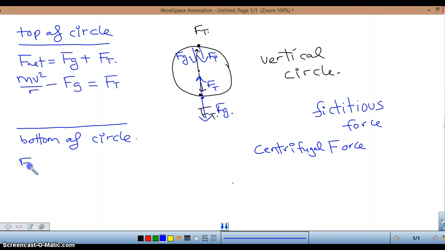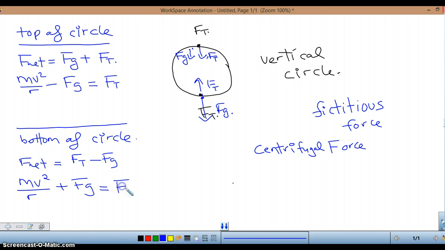At the bottom of the circle, your F net, again, has two forces, but this time you have two forces that are going in the opposite direction. Here they were going in the same direction. Here they are going in the opposite direction. So you've got F tension inward, Fg outward, and the question is, which of these two forces is larger? Well, if Fg is larger, that object should be moving downward. So we know that Ft is larger than Fg, so we're going to do Ft minus Fg, which equals mv squared over r. So you're going to write it down as mv squared over r plus Fg, which equals Ft.